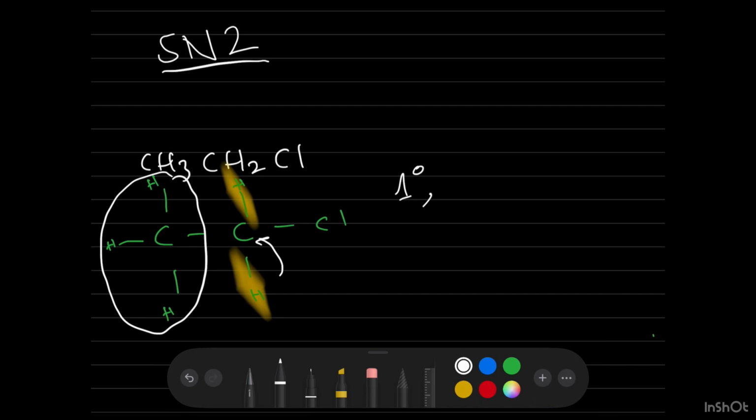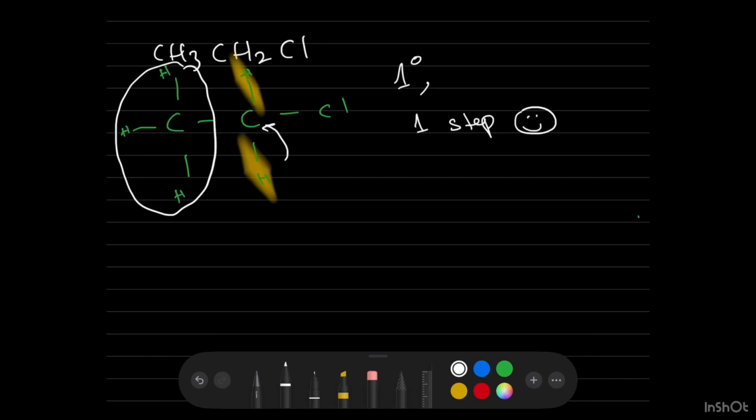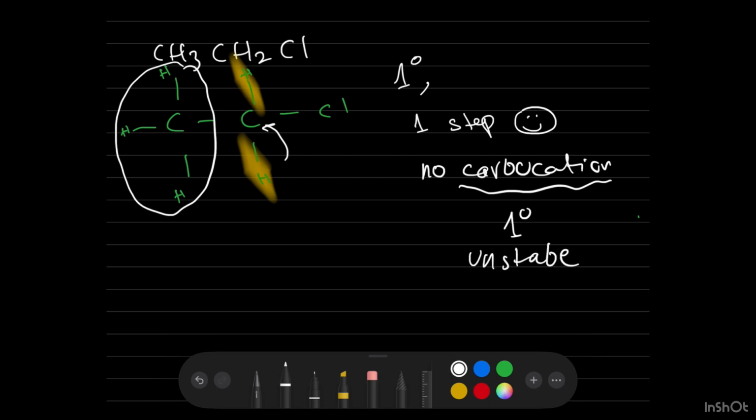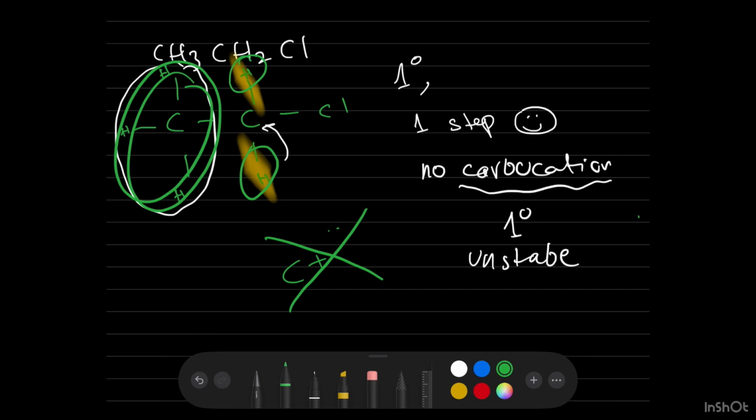The first thing that you have to put in your mind at this point is that it takes place in only 1 step. And there will be no carbocation. The reason there's no carbocation is that the primary carbocation is unstable, okay? If you look, you have only 1 alkyl group here, but here you have hydrogen and hydrogen. The hydrogen doesn't contain electrons, and that's why it makes the positive charge very effective. And that's why there is no need for the carbocation at that point.